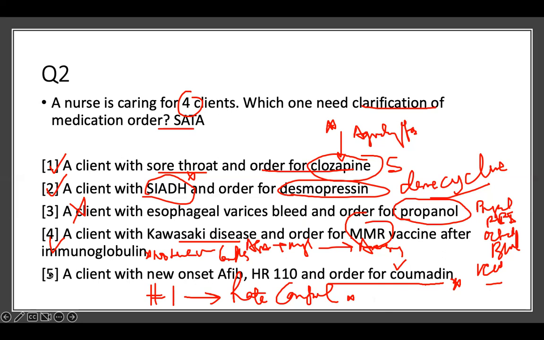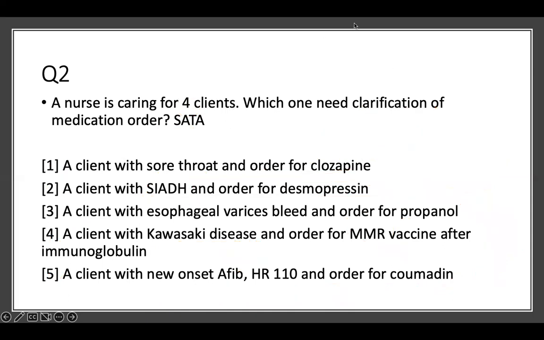So this patient, clarification. So 4 patients, we've got to clarify. You see, our SATA question is easy, but at the same time, it's prioritization. So we're prioritizing this in addition to that.